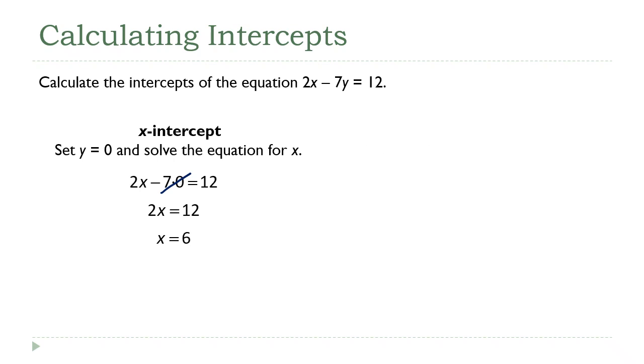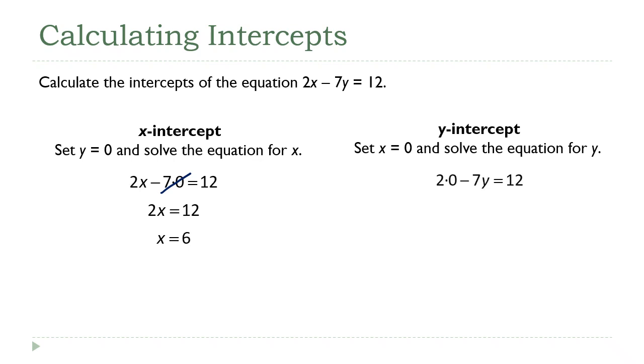And take a look at the y-intercept. Remember, the procedure for finding the y-intercept is the opposite. I'm going to put 0 in for x and solve the equation that I get for y. So if we do that, the equation becomes 2 times 0 minus 7y equals 12. Again, that 2 times 0 part goes away. That's just 0. The equation becomes negative 7y equals 12. And if we divide both sides by negative 7, we get our final y value. Y equals negative 12 sevenths.